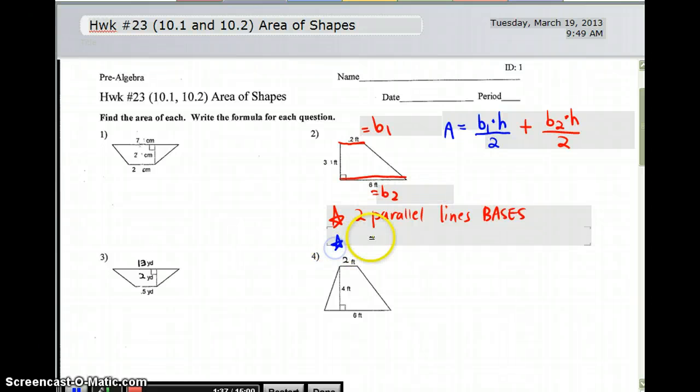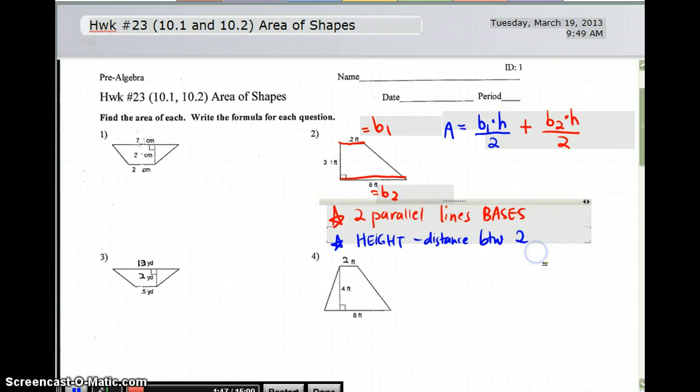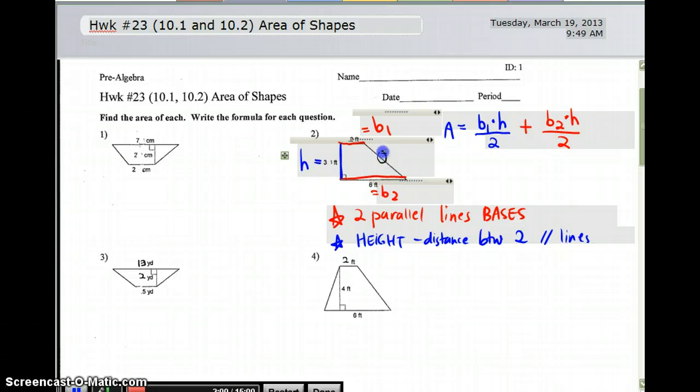And then the third thing that you need to know is for the height of the shape, it's the distance between the 2 parallel lines. Okay, so here the distance between the 2 and the 6 is going to be the 3, which is going to be our height. Now, if there was extra information right here, we wouldn't need to use it. So that doesn't really matter to us for the area of a trapezoid.